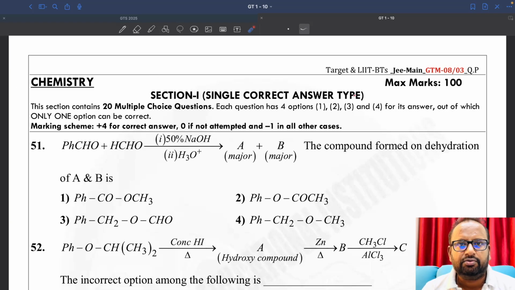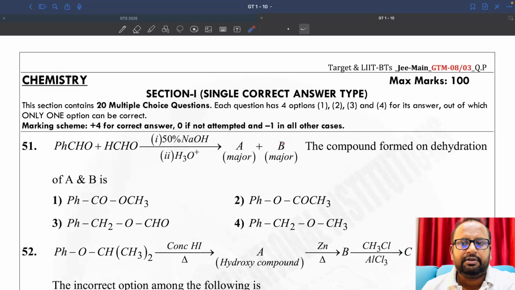From 1 to 20 up to 20th January, we'll be doing one grand test every day. We'll take up the first question. The first question is question 51. Benzaldehyde is treated with formaldehyde, 50% NaOH followed by hydrolysis. The major compounds are given here as A and B. Both compounds are formed here.